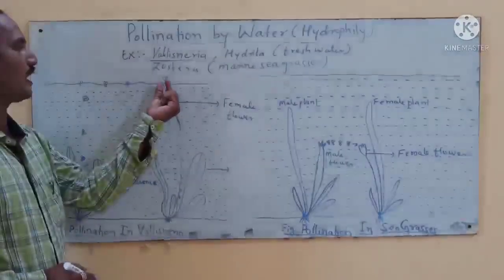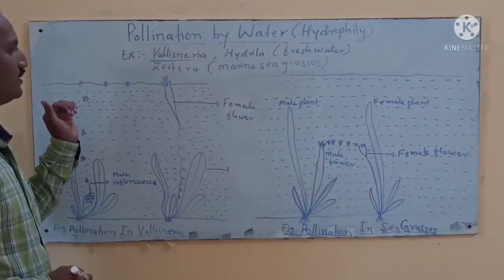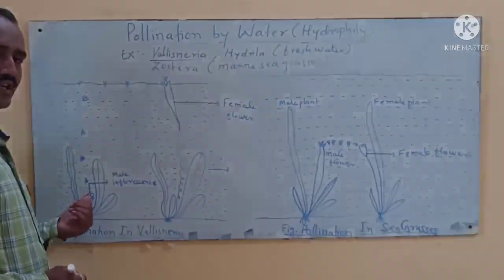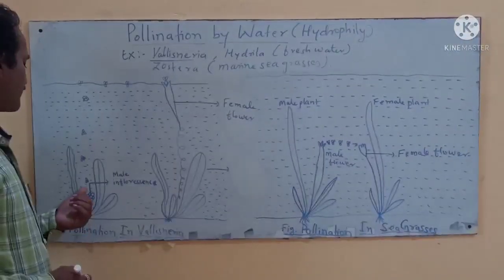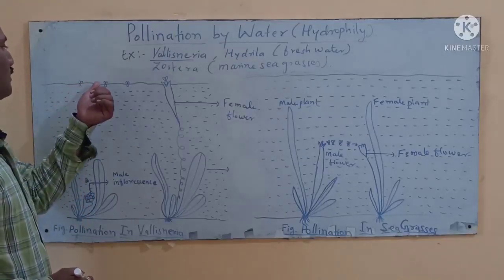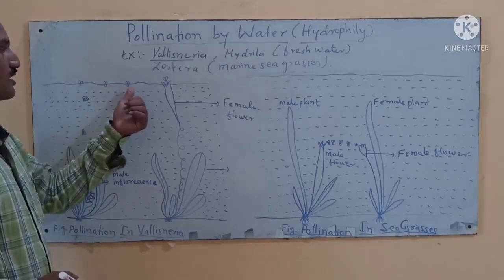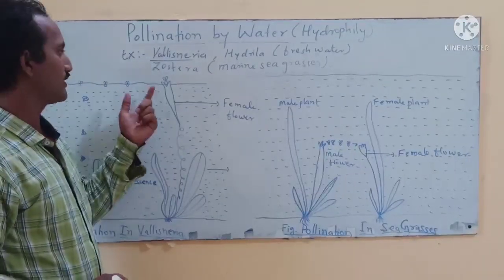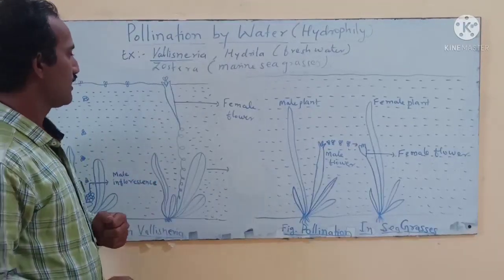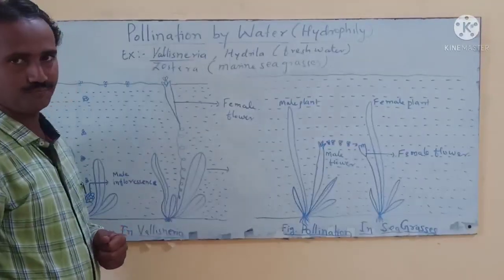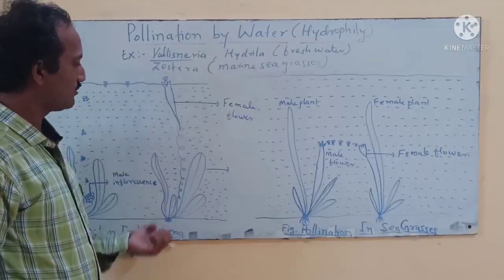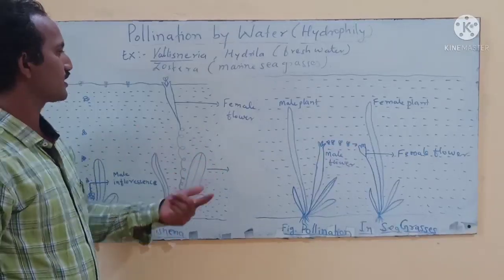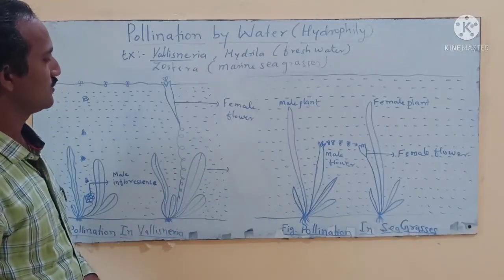In Vallisneria, the female flower emerges at the surface of water, and the male flower is present within the water. As soon as the male flower releases the pollen grains, they come out to the surface of water through the water current. They move towards the female flower where they meet. They reach the stigma and pollination takes place. After that, the coiling part of the female flower will come down into the water and carry out the further process, that is fertilization and post-fertilization.